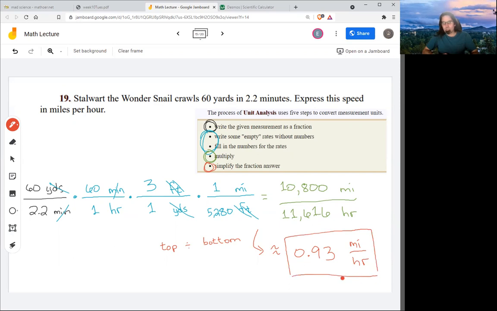He might be a wonder snail, but at least with these random numbers, he's not very fast. I'm rounding to 2 decimal places because the general rule is to use the same number they give you, which in these problems was 1 decimal place or 1 more. So I did the 1 more. Questions about 19? No, thank you.